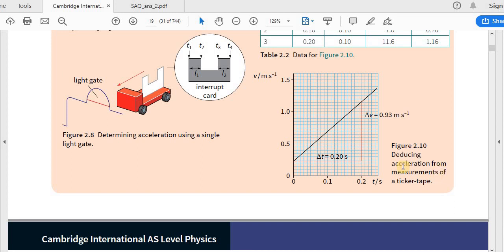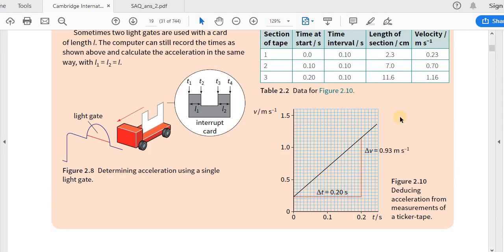You can get the acceleration time graph, because the gradient of a velocity time graph is acceleration, deducing acceleration from measurements of a ticker tape. Okay, so you can see it's a straight line. That means the acceleration is constant. Okay, let's see how they drew this graph.